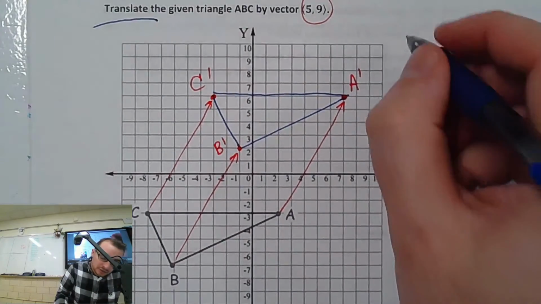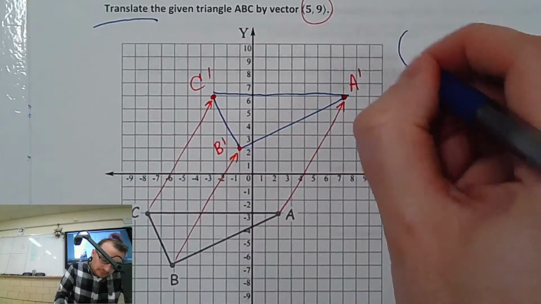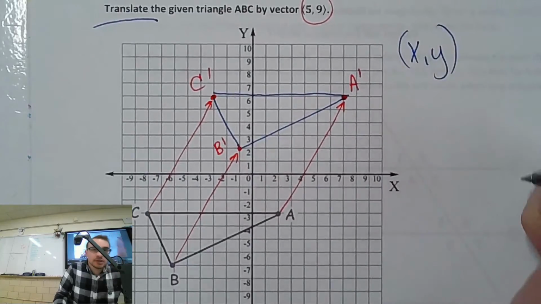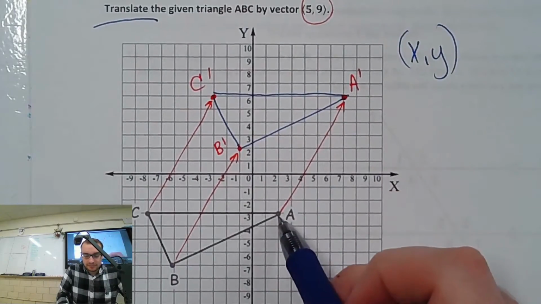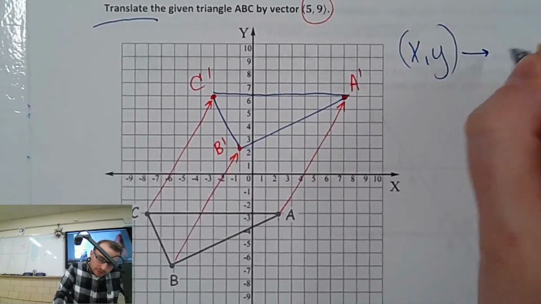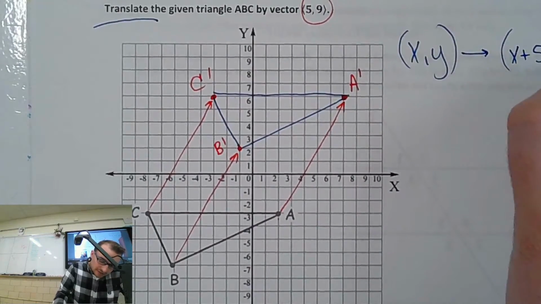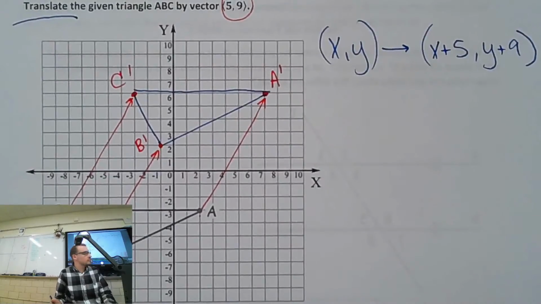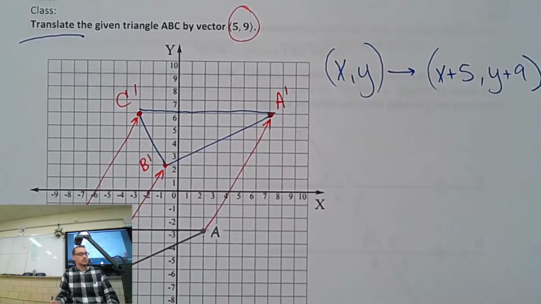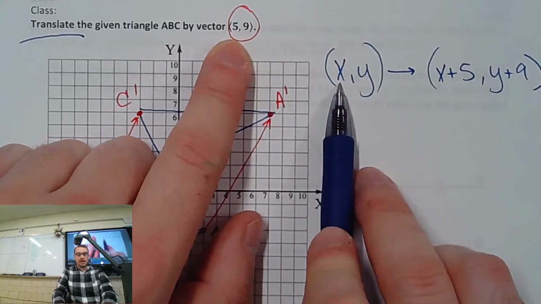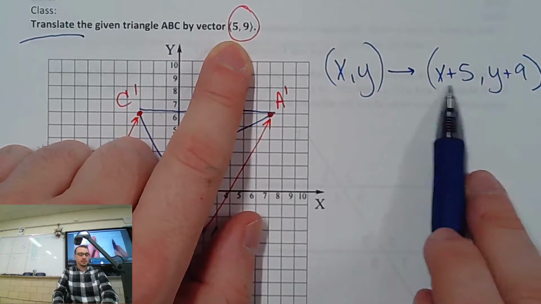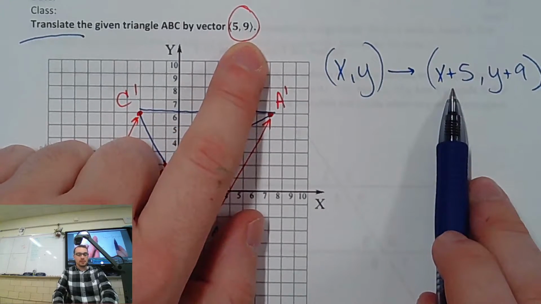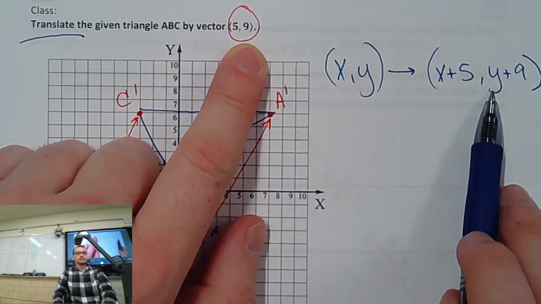What we did is we took the original coordinates, some xy coordinate, right, for A, and we moved them by adding 5 to the x and 9 to the y. We moved everything to the right 5, so that's plus 5 in the x direction. We move everything up 9, so that's plus 9 in the y direction. That's all we did.